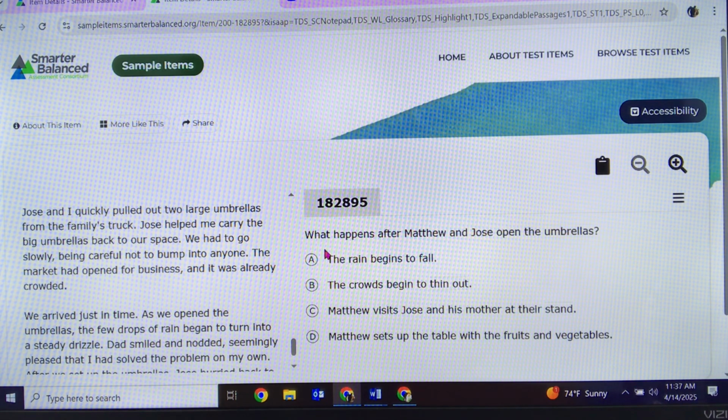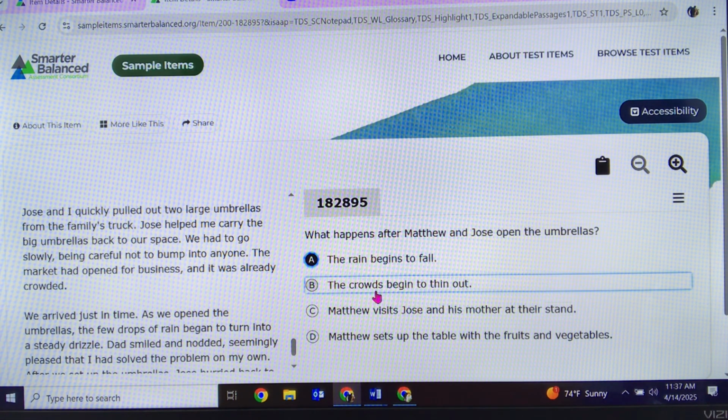We come back to the question, what happens after Matthew and Jose open the umbrellas? Choice A, the rain begins to fall. And so I'm going to go ahead and select that answer. And again, I did need to do some reading, but by reading the question first, I was able to really focus on the area of the passage that was going to be the most helpful. If you don't read the question first, looking for the answer can kind of feel like looking for a needle in a haystack. And that's actually going to take me to my second strategy.